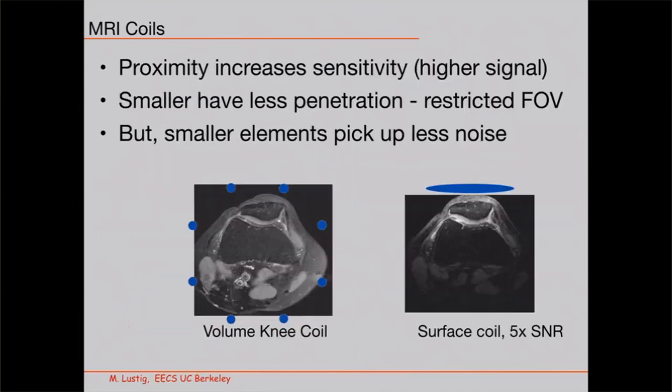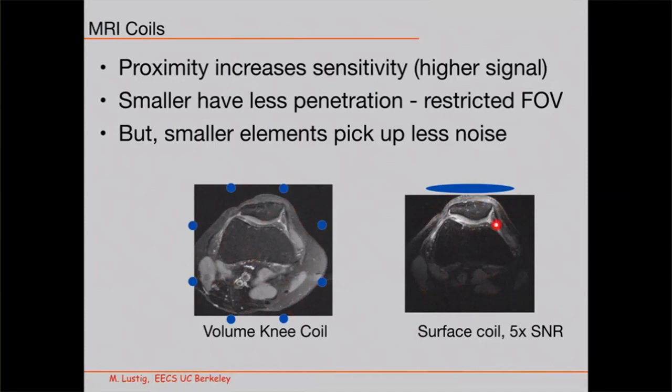And there's a good reason for it. The reason is that if you make a smaller coil, it has less penetration, so the field of view is smaller, but it also picks up less noise. The entire body generates a lot of noise, and a volume coil will pick it up as well as the signal. But here, the signal is picked up only from this area, and also just the noise from this area, not noise from far away. So there's just less noise to pick up, and hence the SNR is higher.